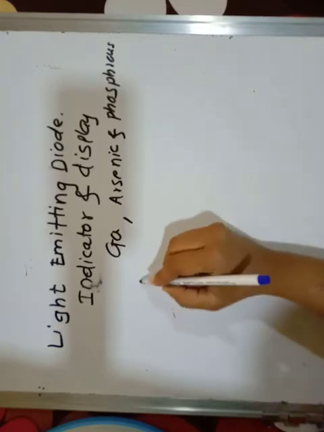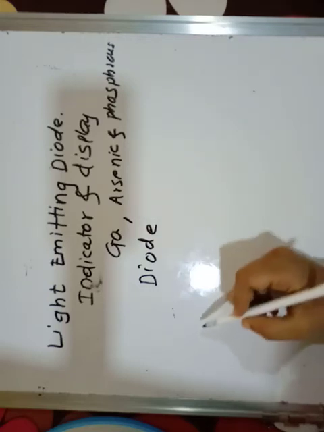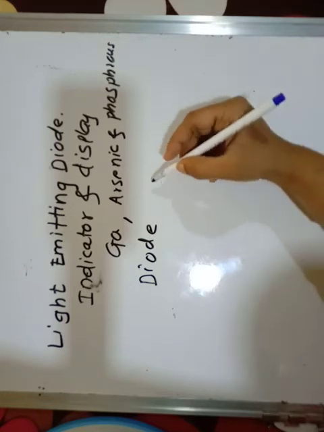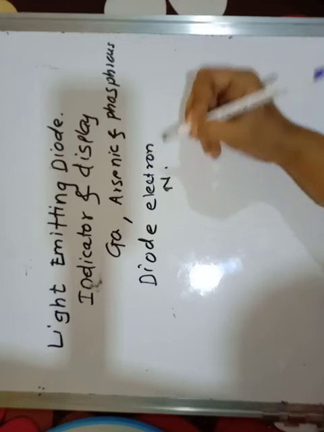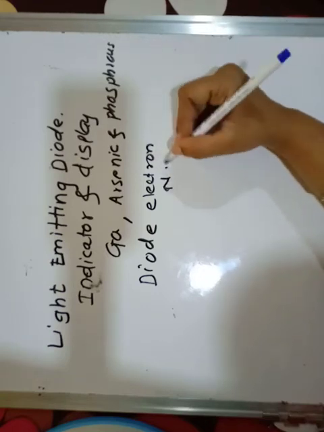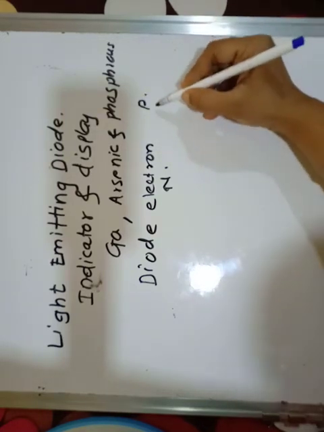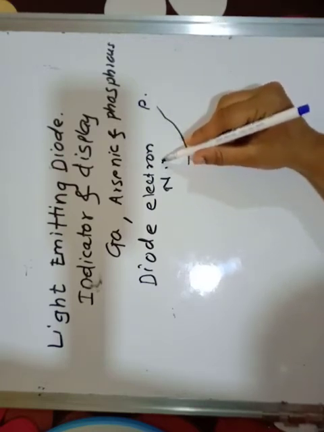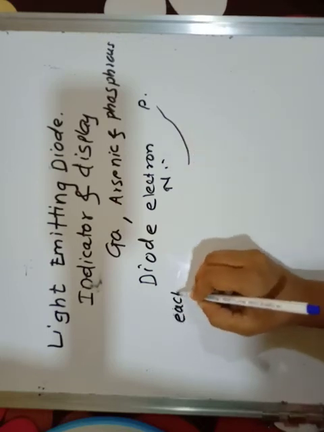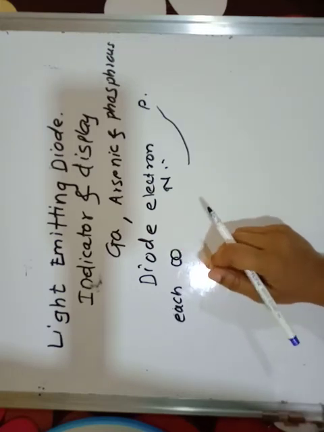Okay, it means when the diode is in forward bias, when current is flowing through the diode, then some of the electrons from the N region combine with the holes of the P region, and some of the holes of the P region combine with the electrons of the N region, and each recombination radiates the light and photons.